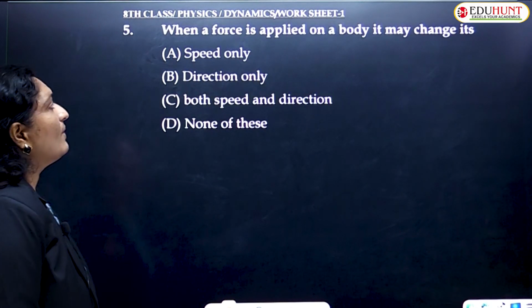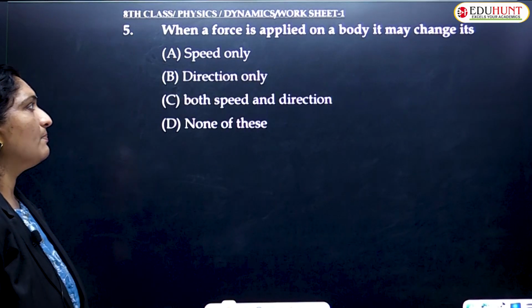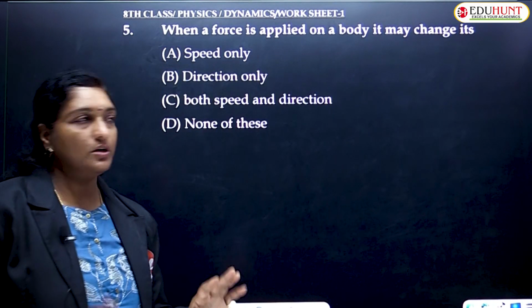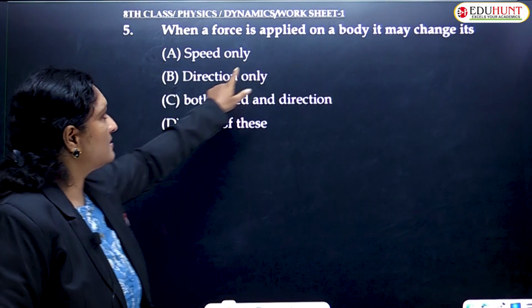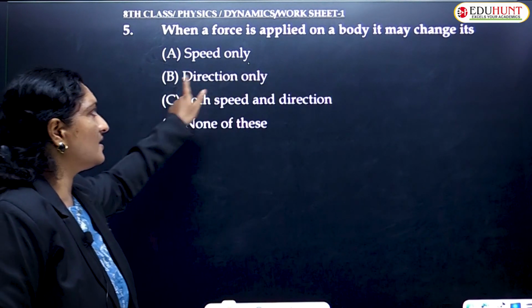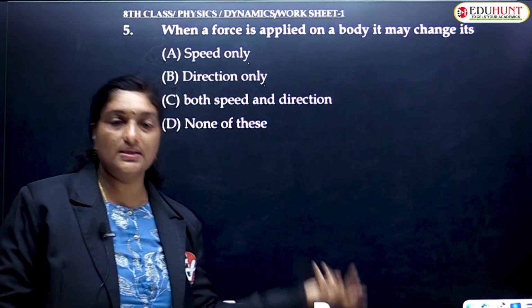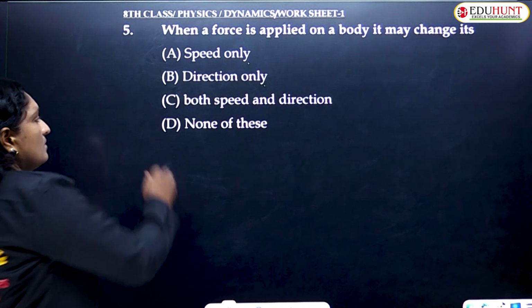Next question: when a force is applied on a moving body, it may change its... What can be changed? I told you six cases. Can it change the speed? Yes, of course it can change the speed. Can it change the direction? Yes, of course it can change the direction. Both speed and direction? Of course it is possible. So none of them is no.